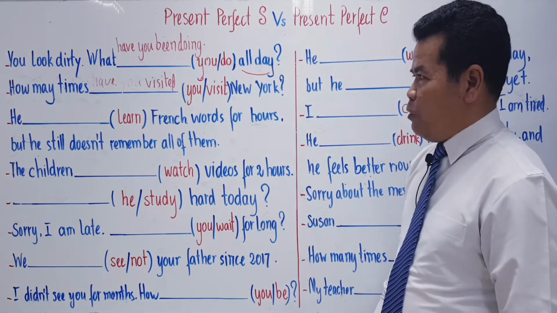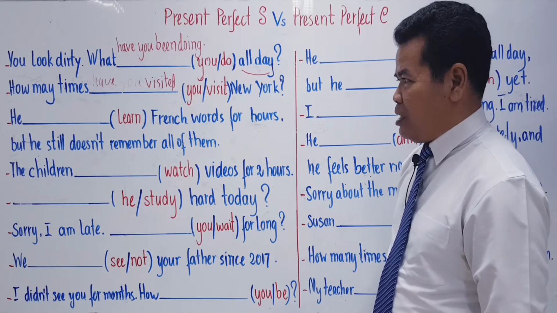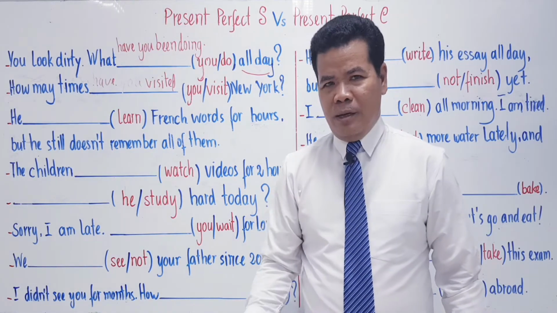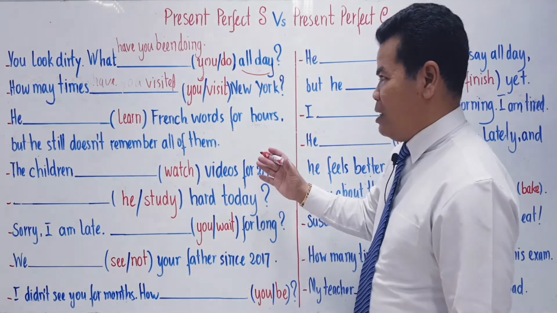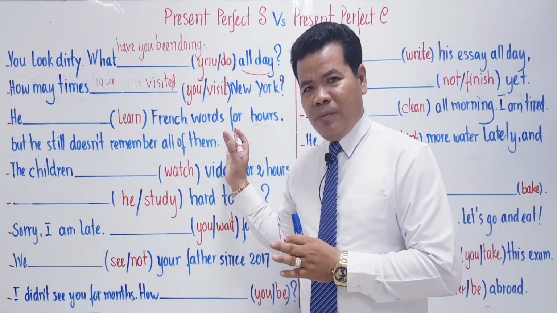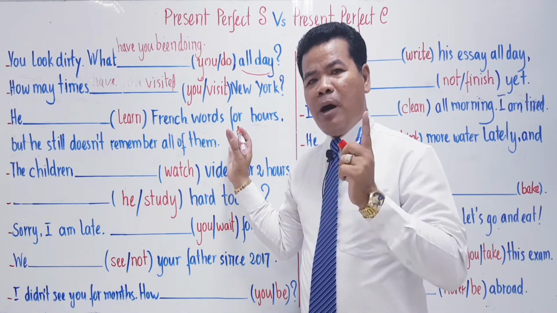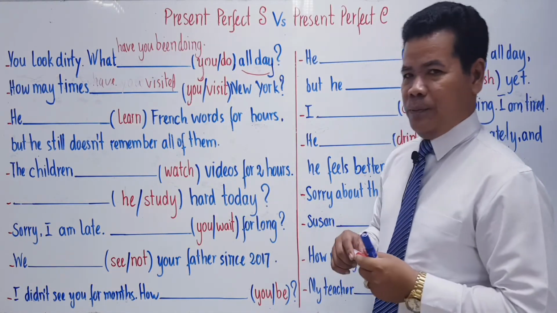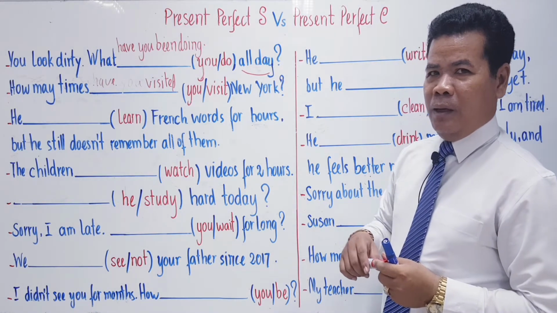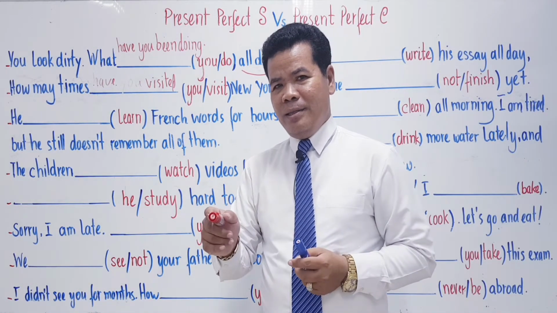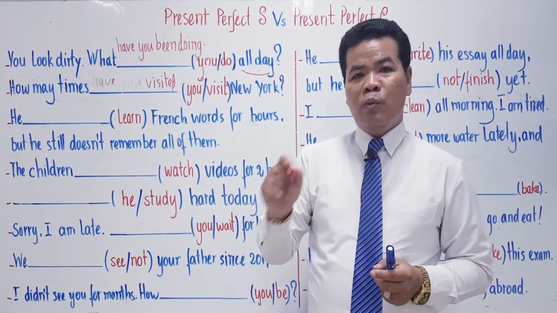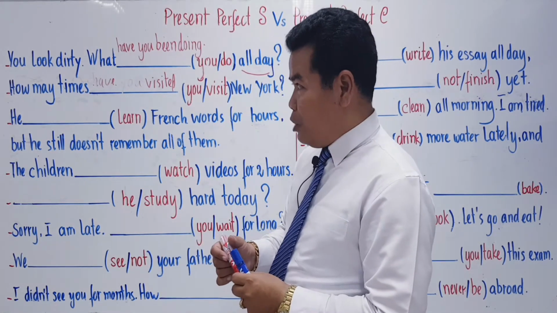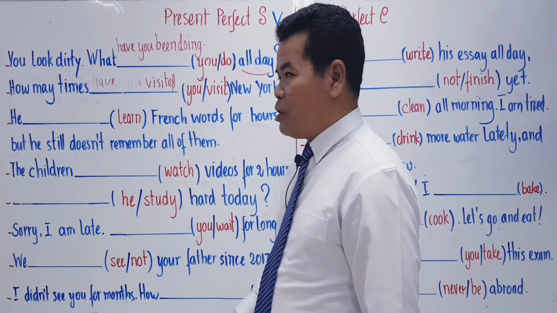He learned French words for hours, but he still doesn't remember all of them. Is it the positive, the negative, or the question? Okay? This sentence is the positive. So how do you form the positive of present perfect continuous? Okay? Subject plus have or has, plus been plus verb ing. So now let's go together. Do you have a subject now? Yes, of course. He is the subject.